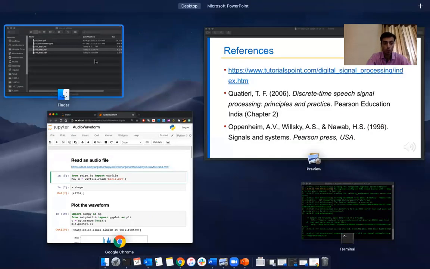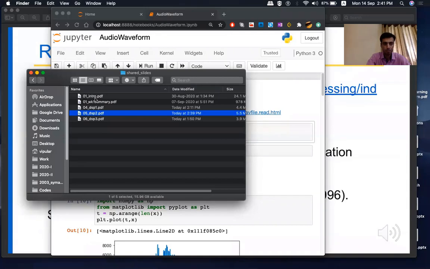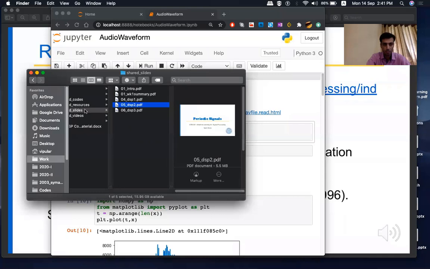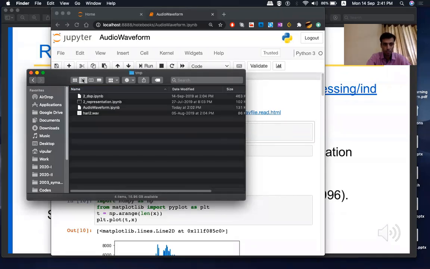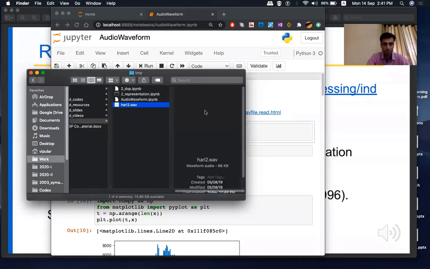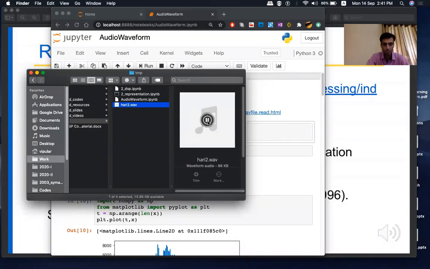Let me first show you the folder. Okay, so there is an audio file here. I'll just play it for you. Yeah, so it simply says Hari. This is just an audio file which I recorded just for this purpose.